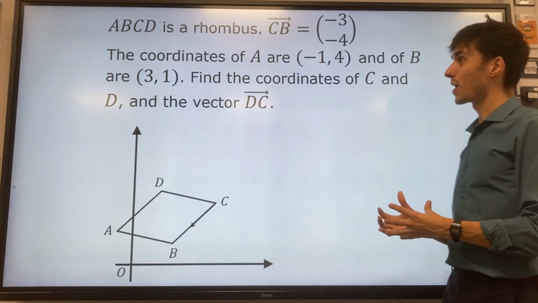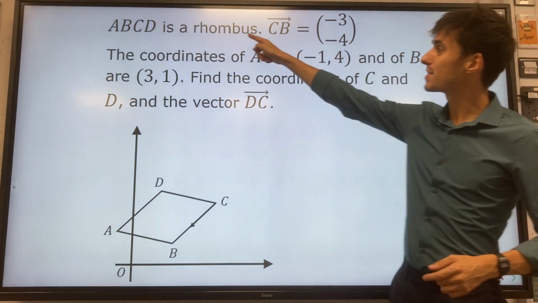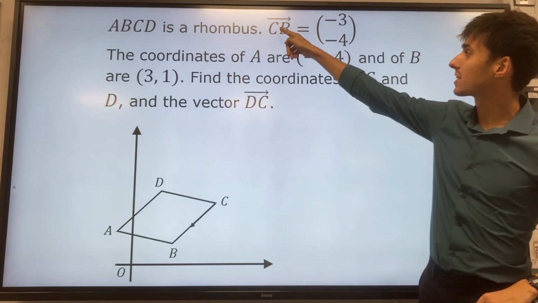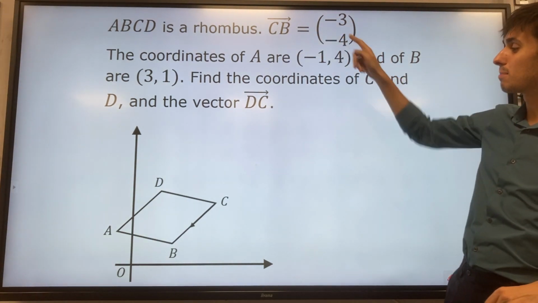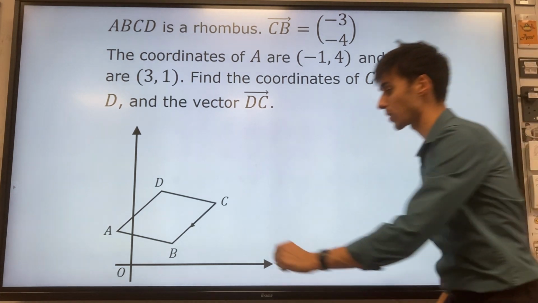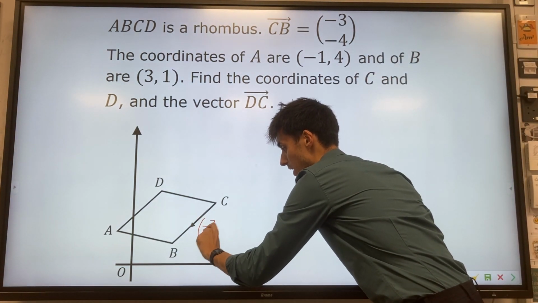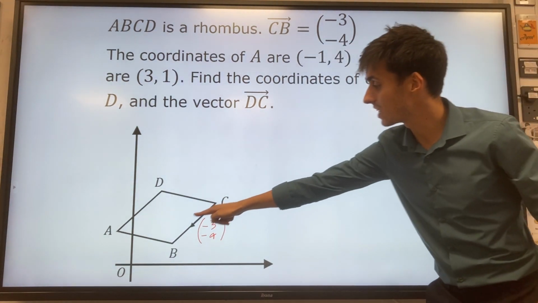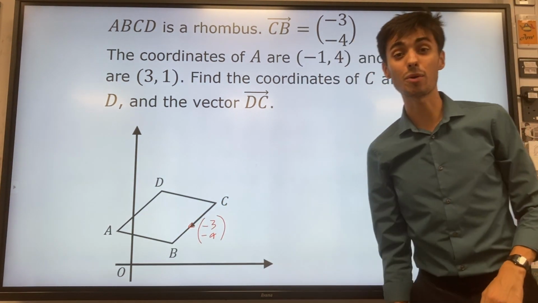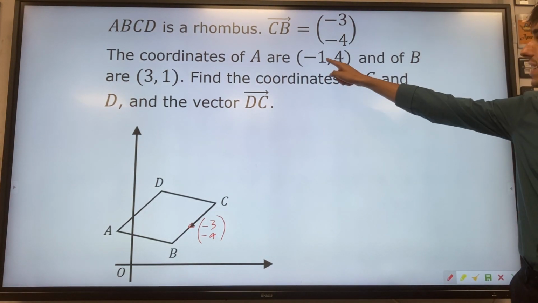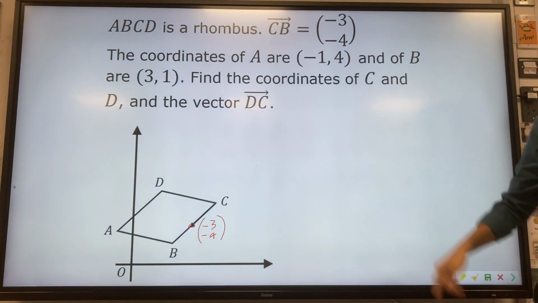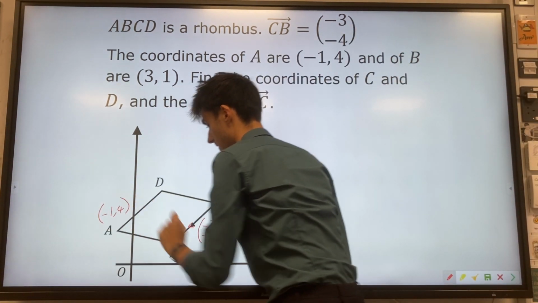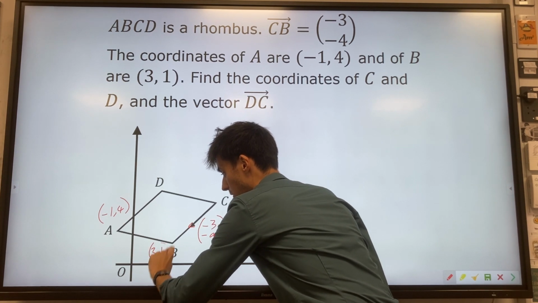On to the very last question of our 4. We've got A, B, C, D is a rhombus, not just a parallelogram this time. The vector C to B is -3, -4. So let's add that on straight away, every time we're using the diagram to help us. So -3, -4, that's C to B with our direction arrow. The coordinates of A are -1, 4, and B is 3, 1. So again, we're adding those on.